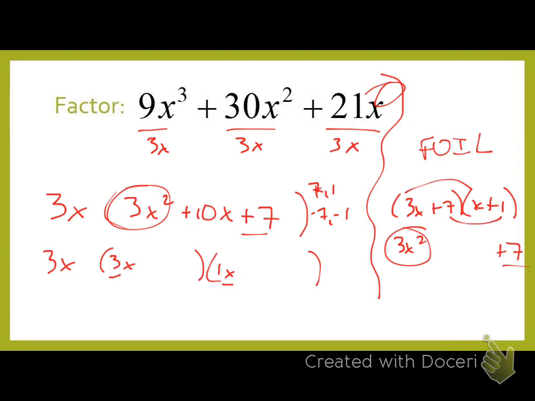Well, that's where the O and the I in FOIL comes into play. The outs and the ins, here and here. If I multiply 3x times 1, you get 3x. Multiply 7 times x, you get 7x. Now these two middle guys end up being like terms that we would add together to get 3x squared plus 10x plus 7. So what we're really looking for is factors of the first term and the last term that will multiply together and add to the middle term.